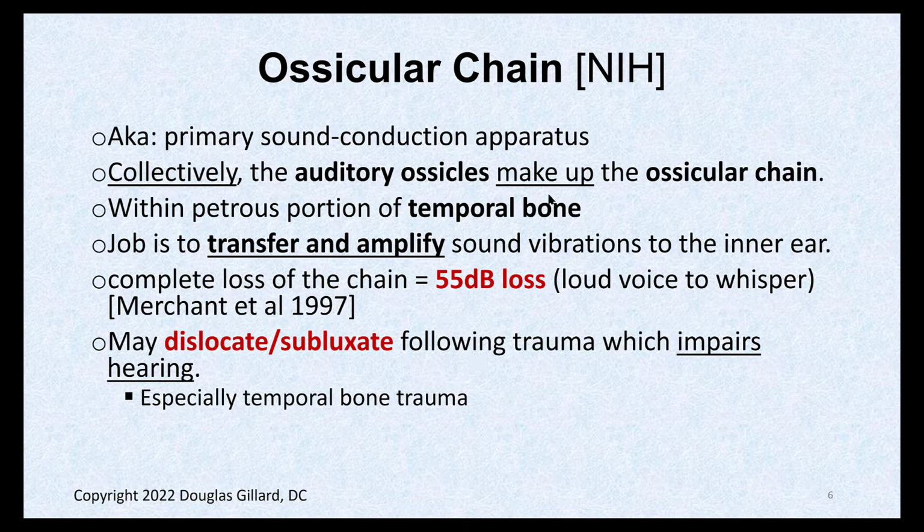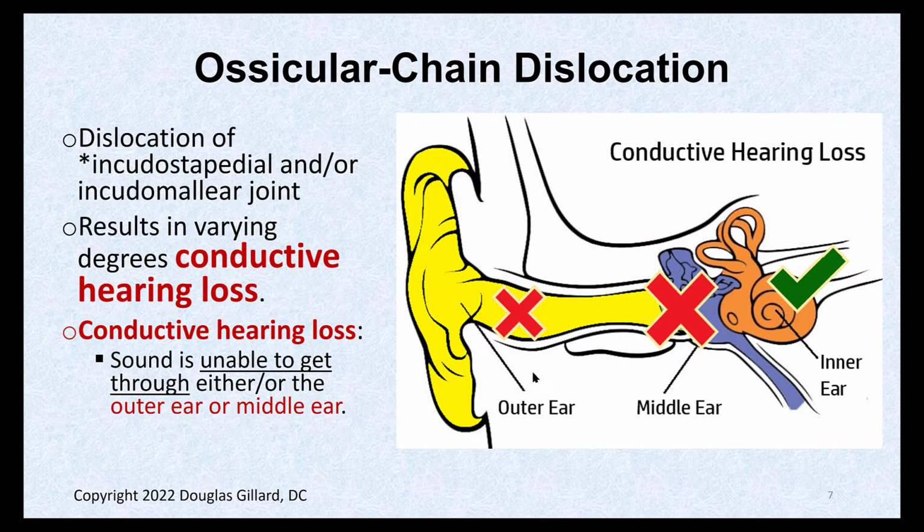And we can have some problems with this ossicular chain. One common problem is a dislocation or even a subluxation of either of these two joints. And if that occurs, you're going to lose 55 decibels if it's a significant dislocation. Well, how in the world does that happen? Usually it's by some type of trauma, but let's see, what is this slide? The ossicular chain dislocation, it results, I see. It results in what type of hearing loss?